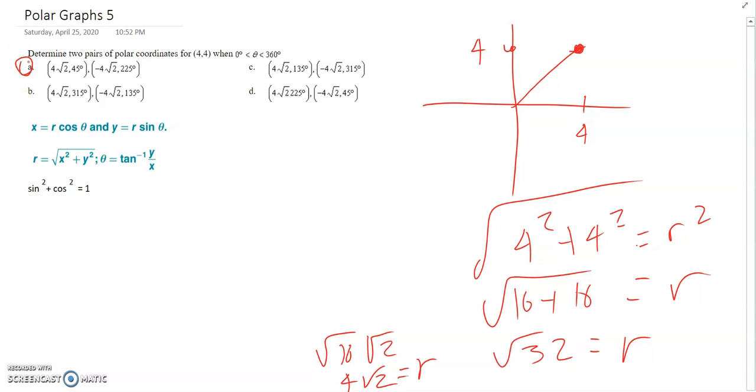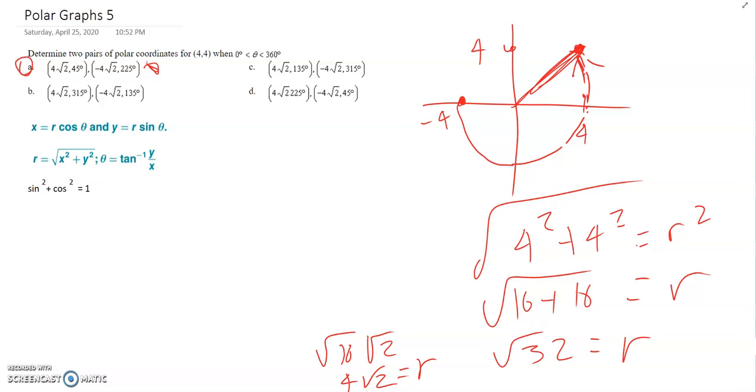4 root 2 at 45 degrees. So r equals 4 root 2, and we knew it was going to be at 45 degrees on there. The other one could have been the negative direction. So if you go to negative 4 and then rotate 90, 180, 225 would get you there. So negative 4, 225 is where the other answer came from.